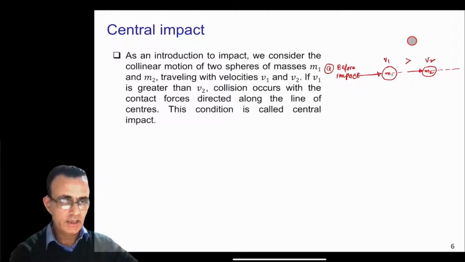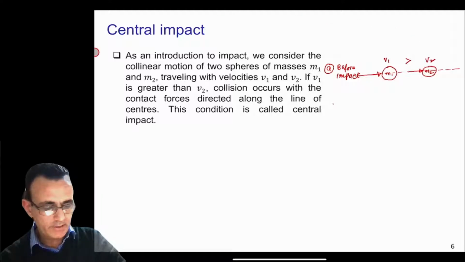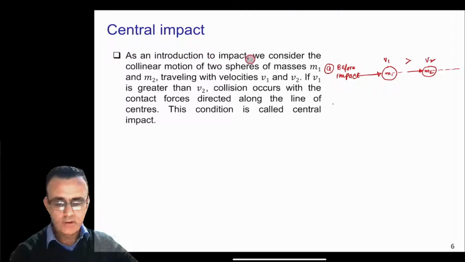So what will happen? As an introduction to impact, we consider the collinear motion of two spheres of masses m1 and m2, as you can see in this figure, traveling with velocities v1 and v2. The velocity here is v1 and the velocity here is v2. If v1 is greater than v2, collision occurs with the contact forces directed along the line of centers, and this condition is called the central impact.